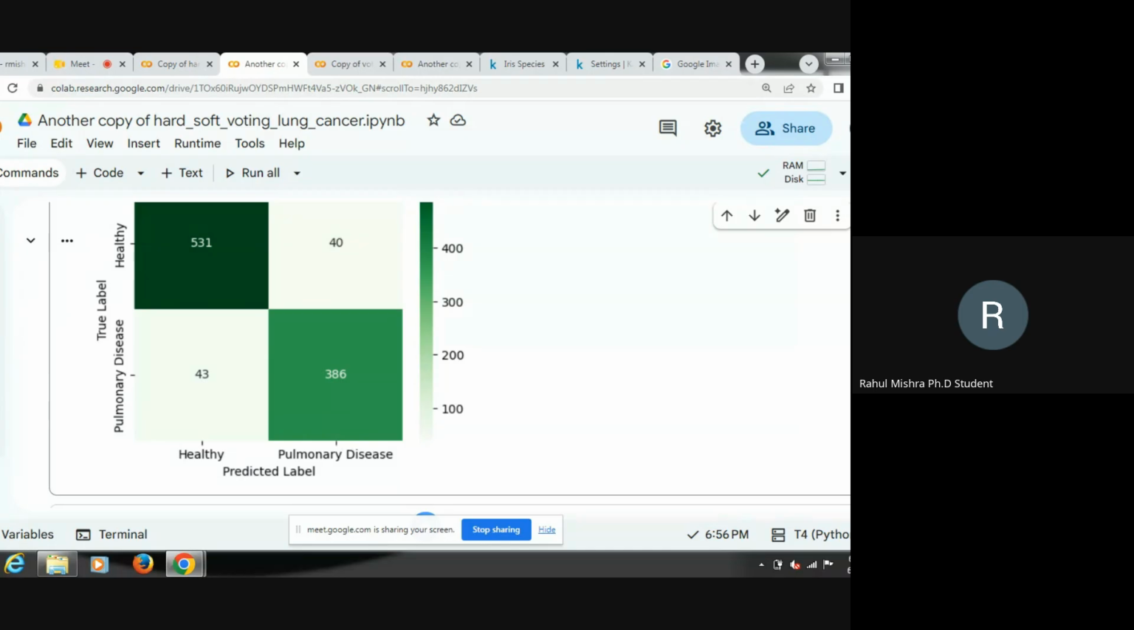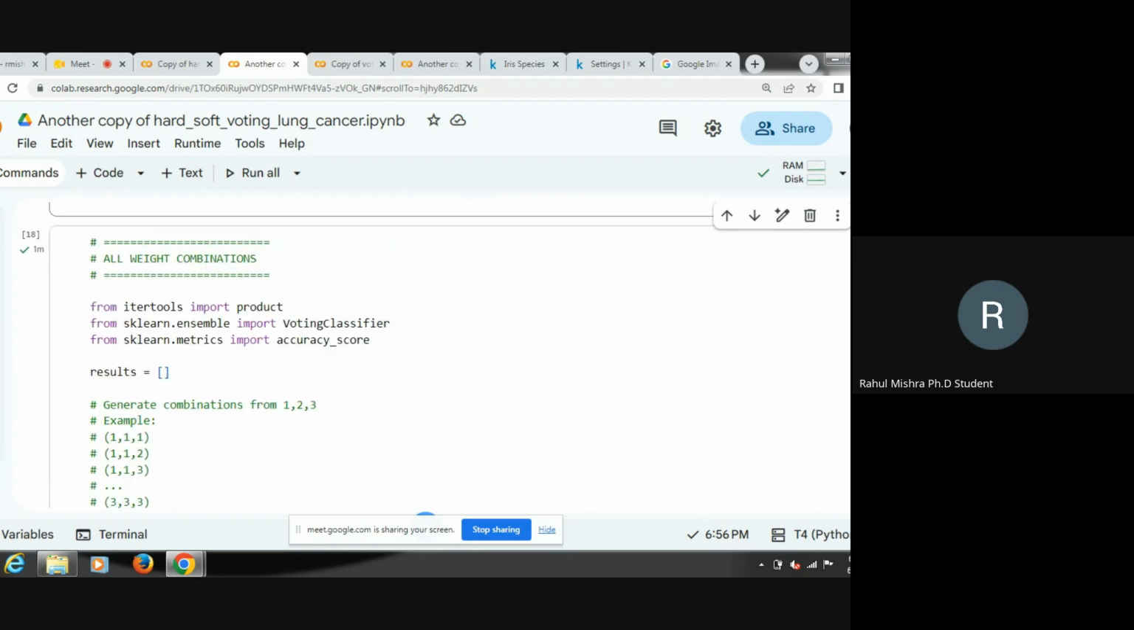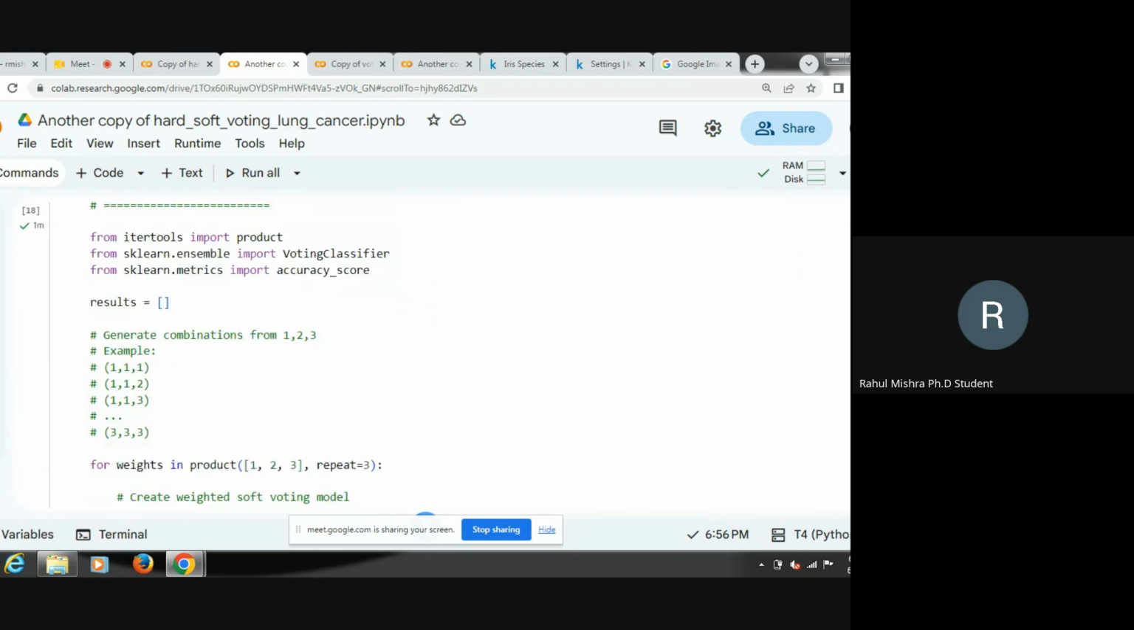So we have seen hard voting and soft voting, and the third is weighted voting. In weighted voting, what we do is assign weights, and we think about which is the best model, we will give it higher weight, and accordingly we will get the result. So I have just used all weight combinations, because I don't know which model is performing the best. It might be possible that model 1 is performing better than model 2, or model 2 is performing better than model 3. So I don't know what weight combinations could be the best for the model and the result. So here we are getting combinations from 1 to 3.